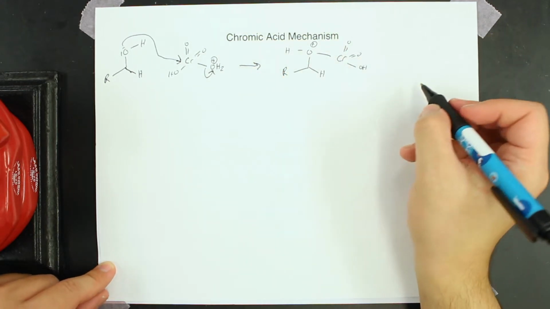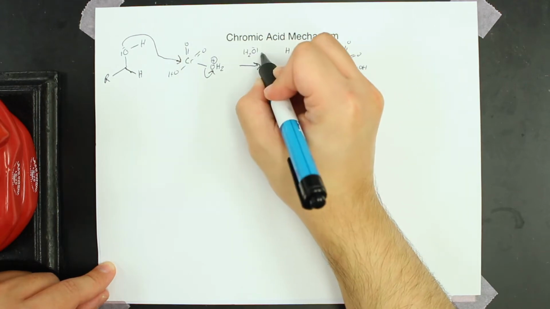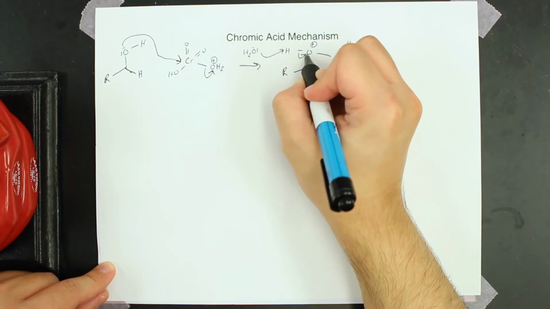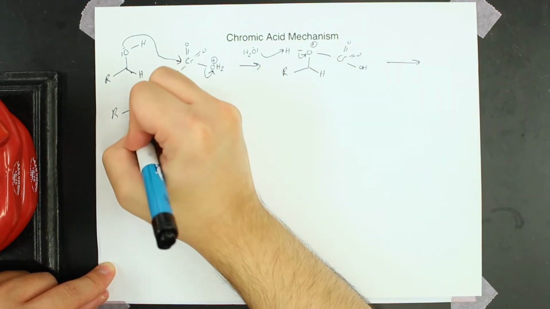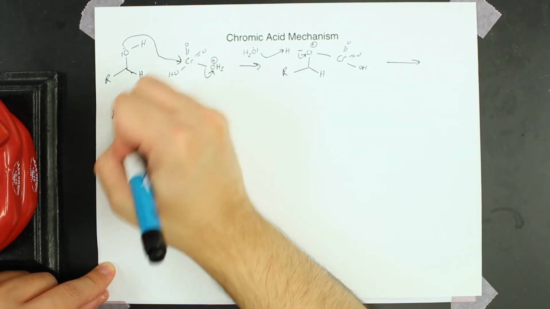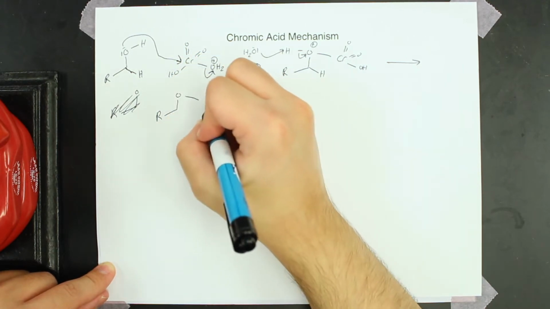Now there's going to be a series of proton transfers. So there's going to be a base. It's probably a little bit of water in the Jones reagent. It's going to take that proton away and neutralize the charge on the oxygen. So now we're going to have, maybe I'll redraw it this way. Okay. Now the oxygen is neutral.